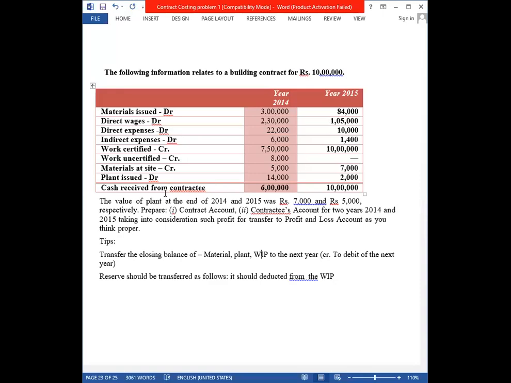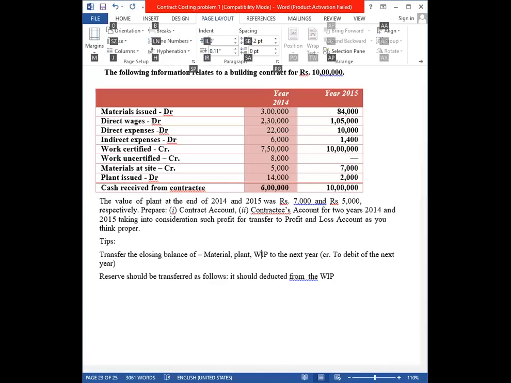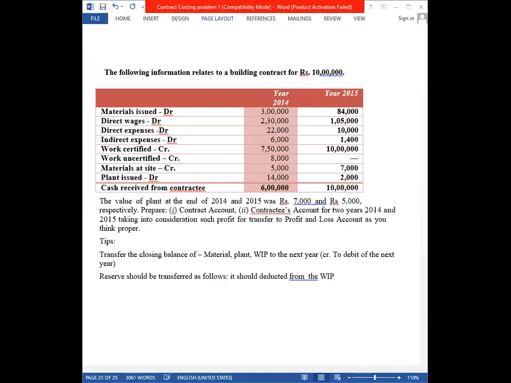So instead of transferring from debit side to credit side, you are going to minus it from the work in progress, as you are showing in the balance sheet, no? Same way you are going to show it in the debit side of the contract account. Okay? Any doubt?